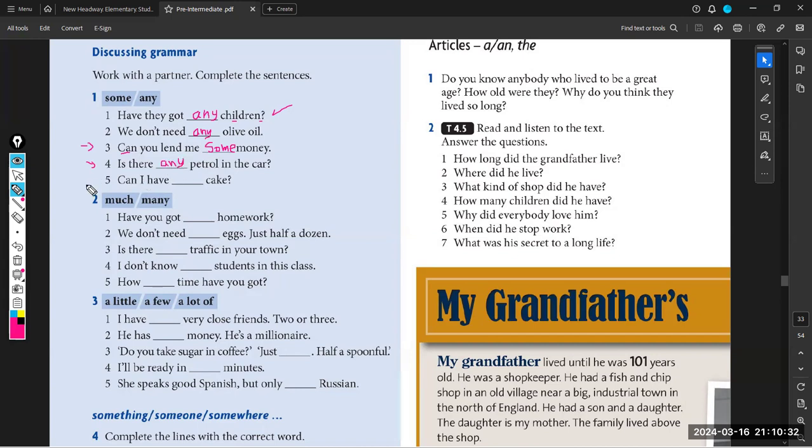Now, finally, five. Can I have cake? Some cake. Oh, bravo. Why some? Because it's a request. Thank you, Tagreed. So it is a request. So again, please be careful about requests, three and five, because we cannot use any at all. We have to use some, not any. Now, much and many. Have you got homework?